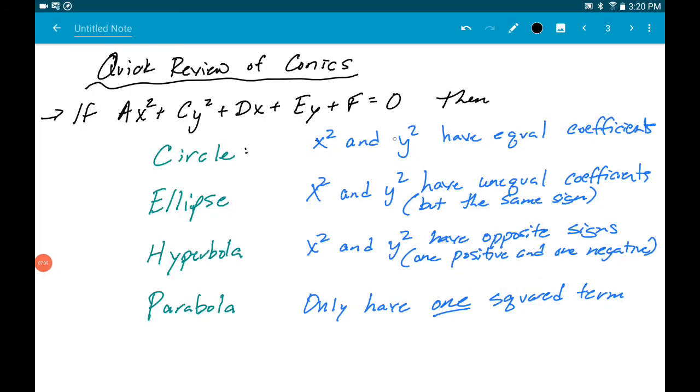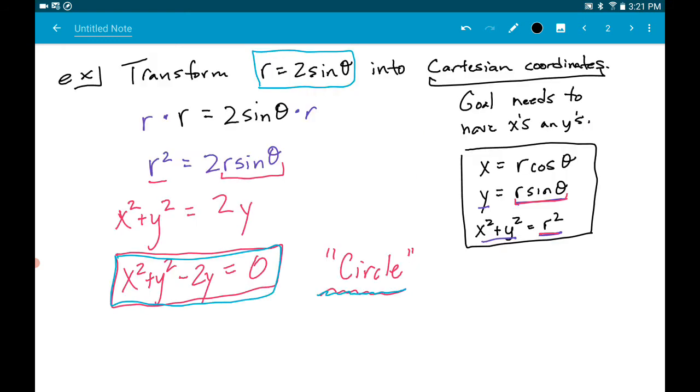If x squared and y squared have equal coefficients, so the number in front, whether it's 1, whether it's 4, if they have the same number in front, it's going to be a circle. That's how I knew this was a circle, because they were the same.